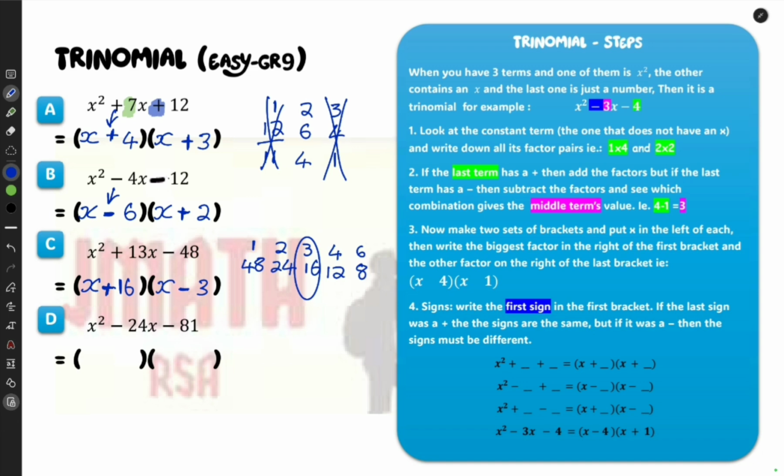Okay, question D. So the factors of 8. In this case, I'm looking for the pair that when I subtract them, it gives me 24. It's going to be these ones.